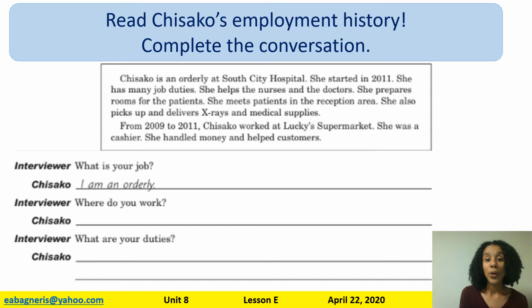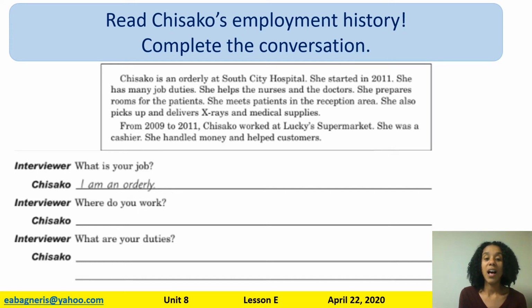Chisako is an orderly at South City Hospital. She started in 2011. She has many job duties. She helps the nurses and the doctors. She prepares rooms for the patients. She meets patients in the reception area. She also picks up and delivers x-rays and medical supplies.